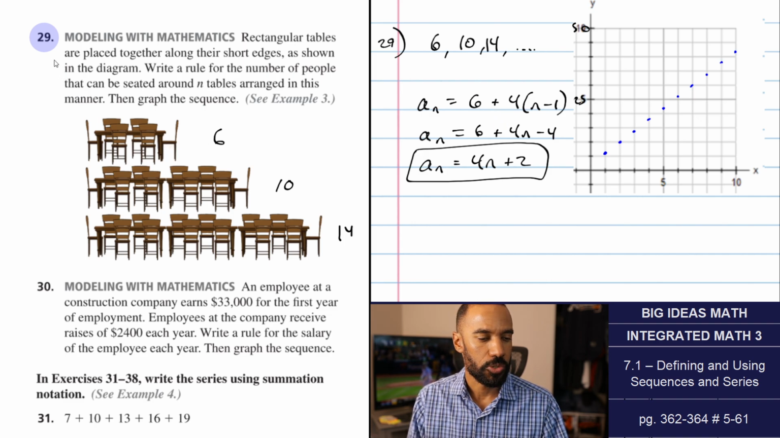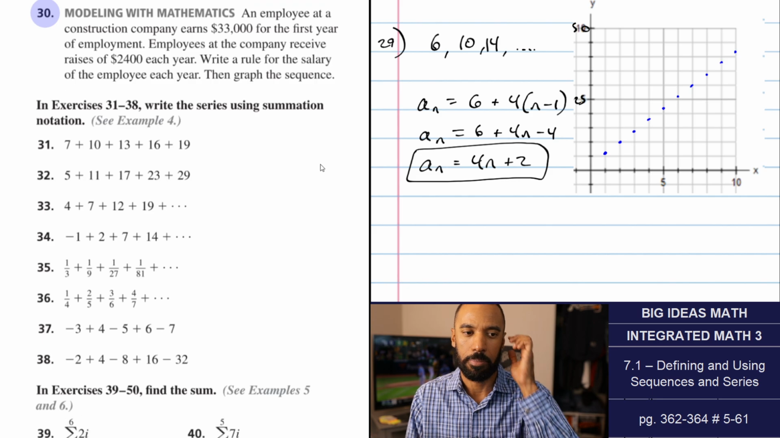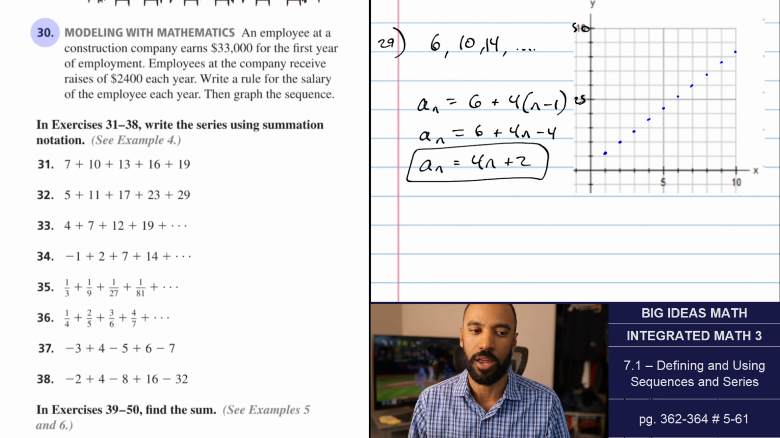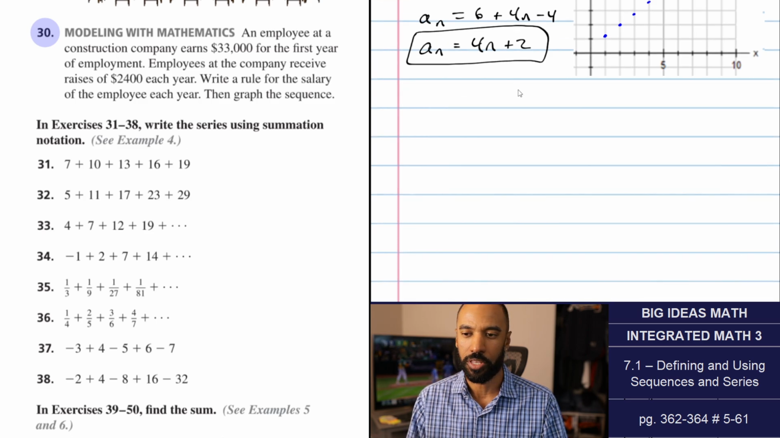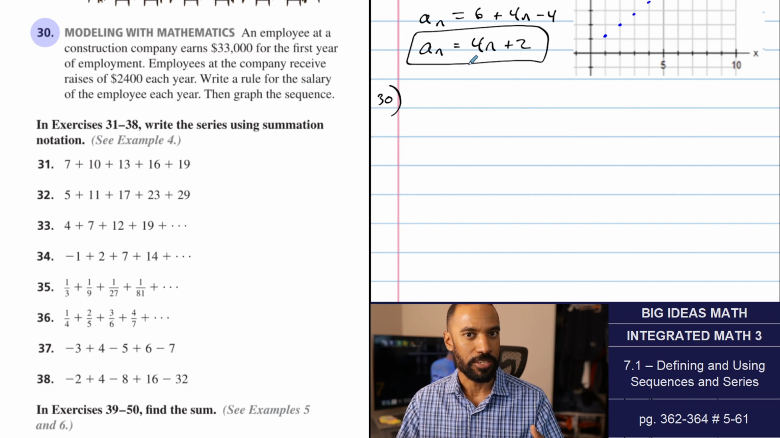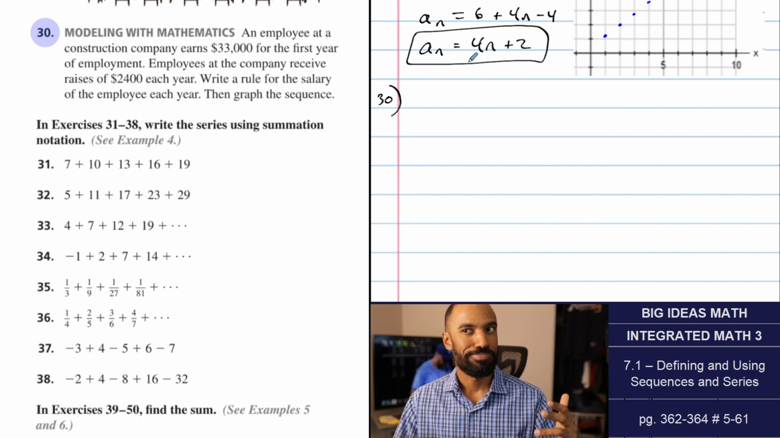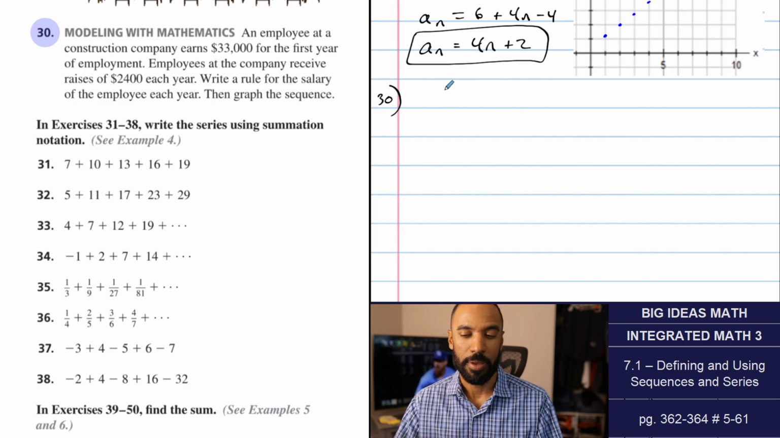Okay, number 30. An employee at a construction company earns $33,000 for the first year of employment. Employees at the company receive raises of $2,400 each year. Write a rule for the salary of the employee each year, then graph the sequence. Okay, this here, you could either write the list. We might have to write the list for the graph, but you don't need the list for the rule. You have the information for the rule.